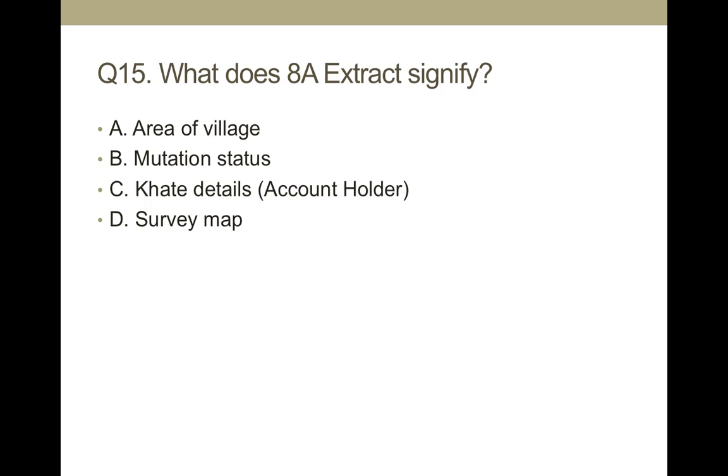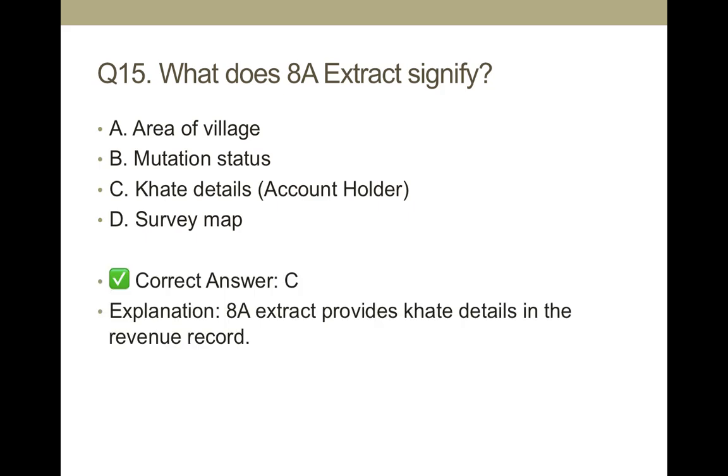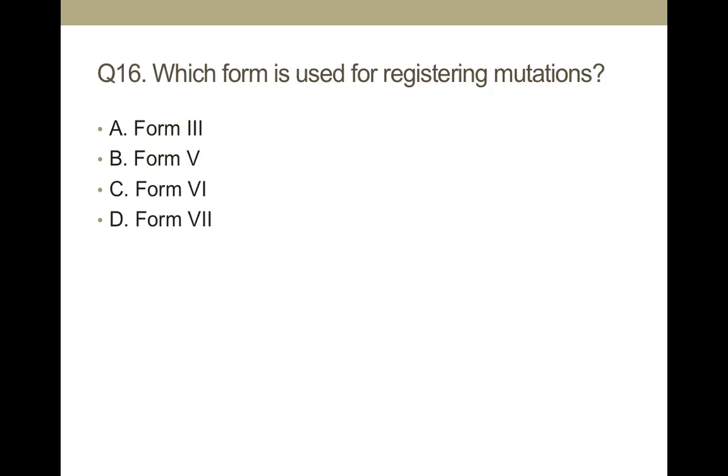Question 15. What does 8A extract signify? Option A, area of village, option B, mutation status, option C, khate details, and option D, survey map. So correct answer is option C, that is the khate details of that owner is shown in the 8A extract.